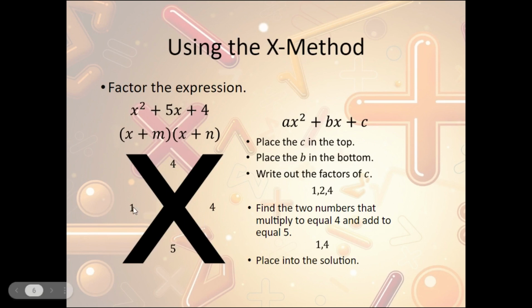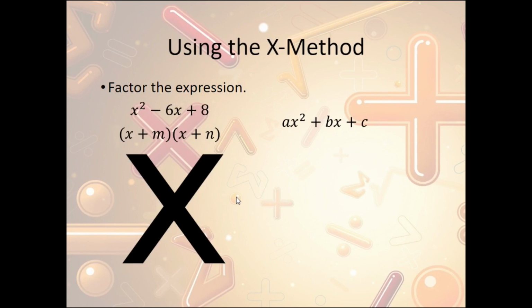Then I'm going to place those two values into the solution. So I start with (x plus m)(x plus n). I'm going to plug 1 in for one of them and 4 in for the other one. So I get (x plus 4)(x plus 1). And that would be my solution. Let's look at another example.